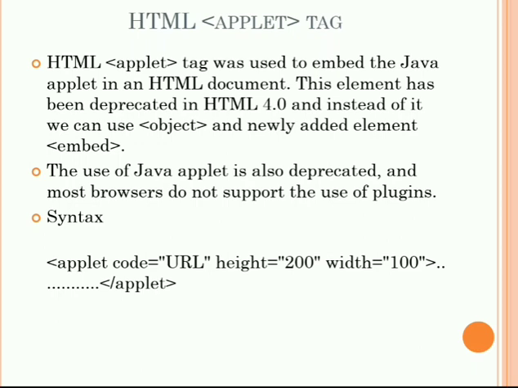Then you have to write the height and width of that particular applet. Here height is given 200 and width is given 100. That is for example purpose only. You can give different width and height to different applets. And the ending after that is nothing but the slash applet. Slash applet is nothing but the ending of the applet.